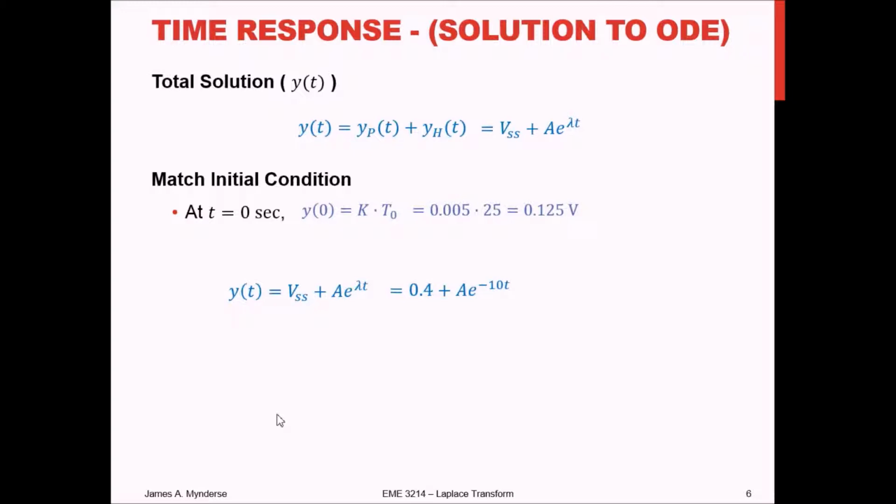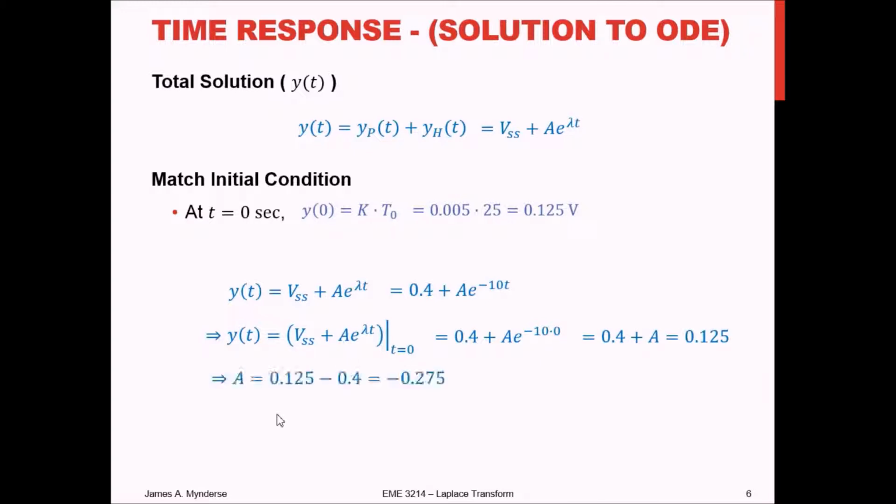Let's plug in 0 for time. Now we have 0.4 plus A e to the 0, so that'll just be A, because e to the 0 is 1. And we can solve for A. And finally, we have the total solution. The 0.4 was the particular solution. We solve for lambda, and we solve for A to find the homogeneous solution. And now we find that y of t is equal to that equation in volts.